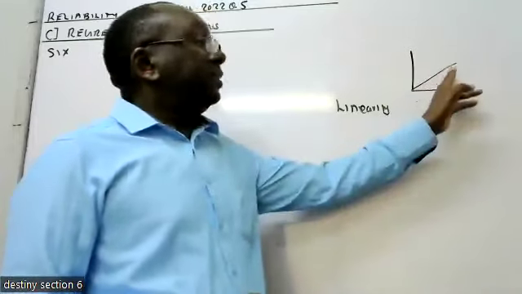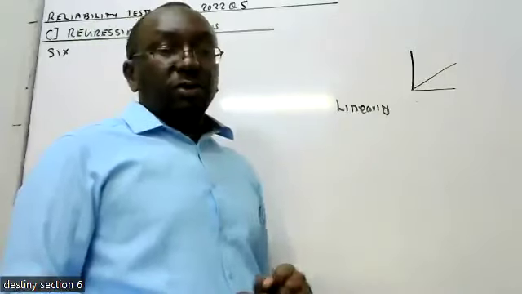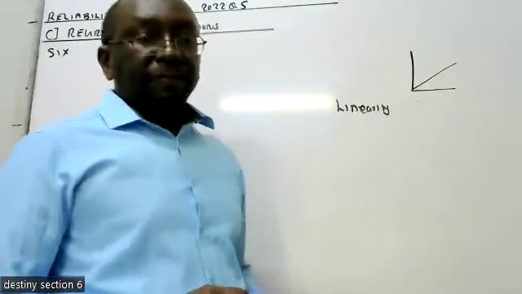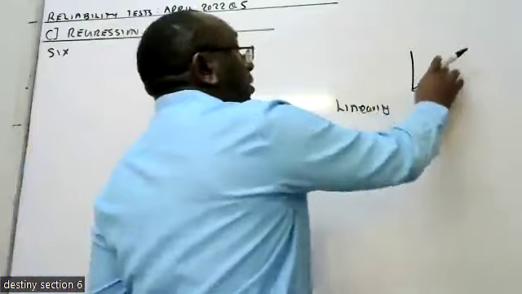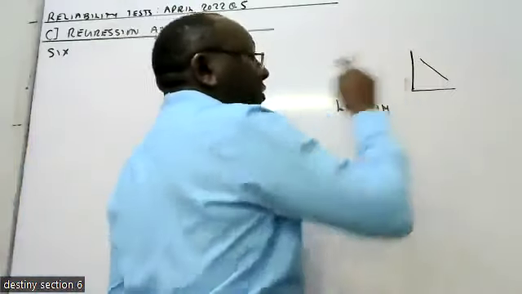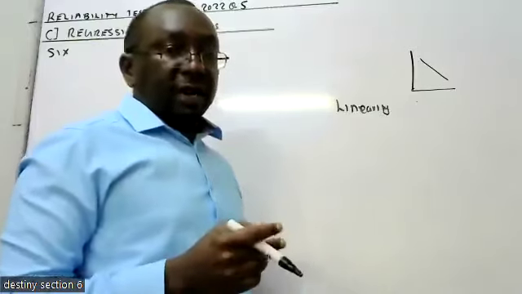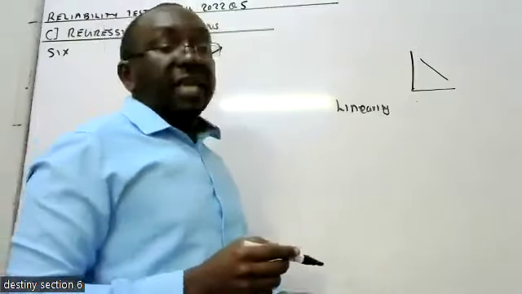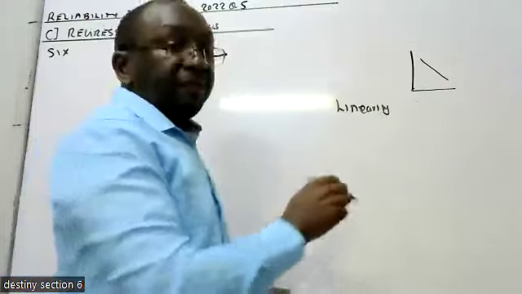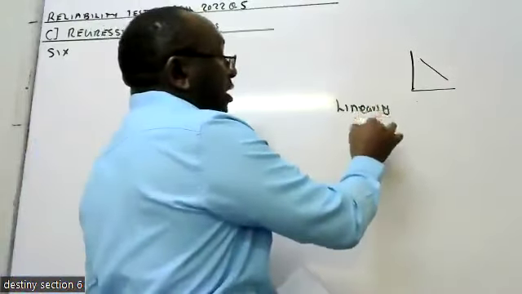If you find that it is straight, that tells you it is linear. And not only on the positive, it could also be straight on the negative. That is also linear.